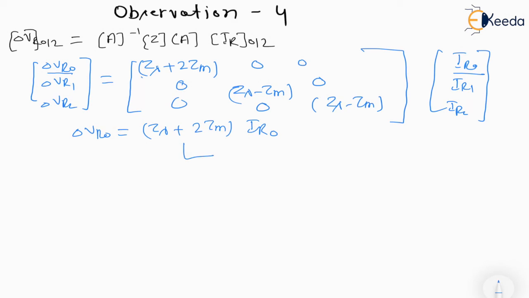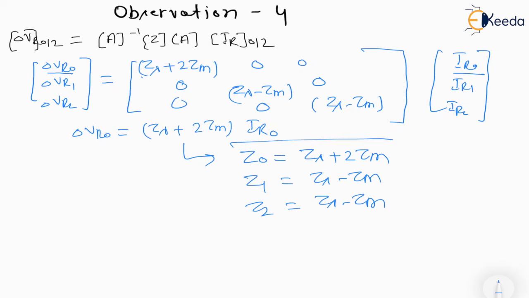There is also one more piece of information. From here we can write Z0 is equal to Zs plus 2Zm, Z1 is equal to Zs minus Zm, and Z2 is equal to Zs minus Zm. These formulas need to be remembered. You do not need to remember all those values; you only need to remember this bracket formula. So here is all about this observation.